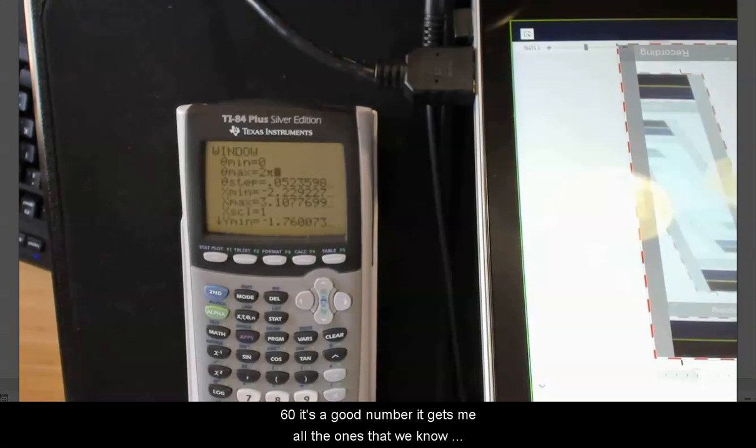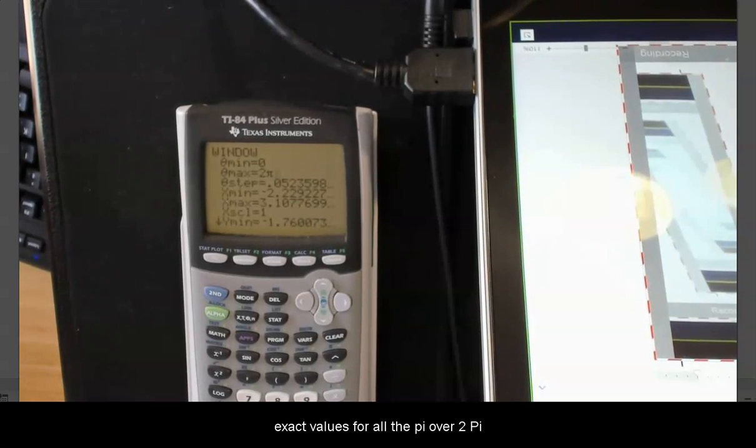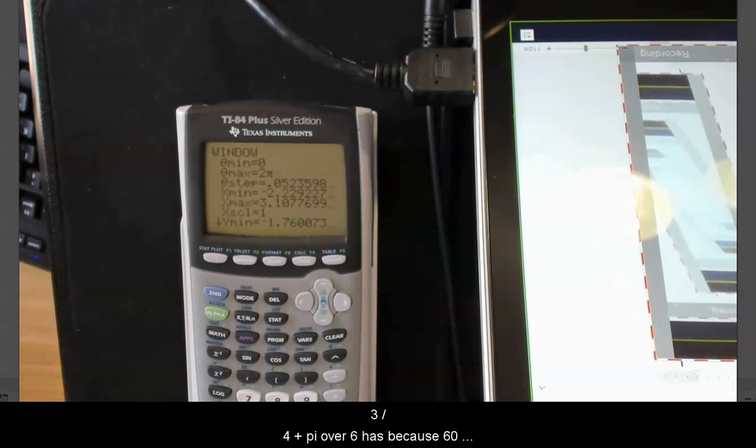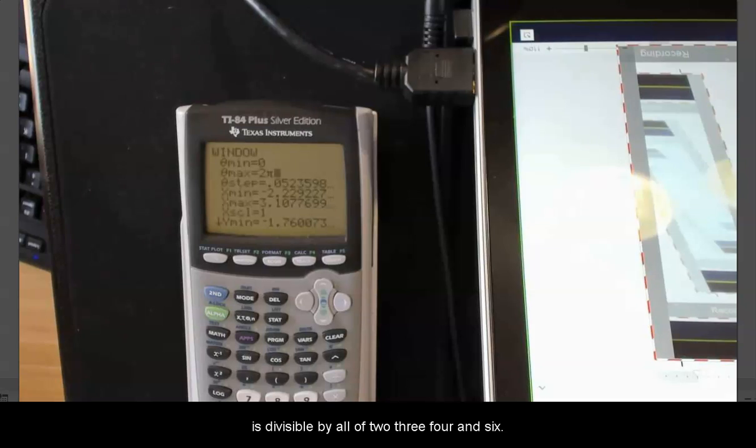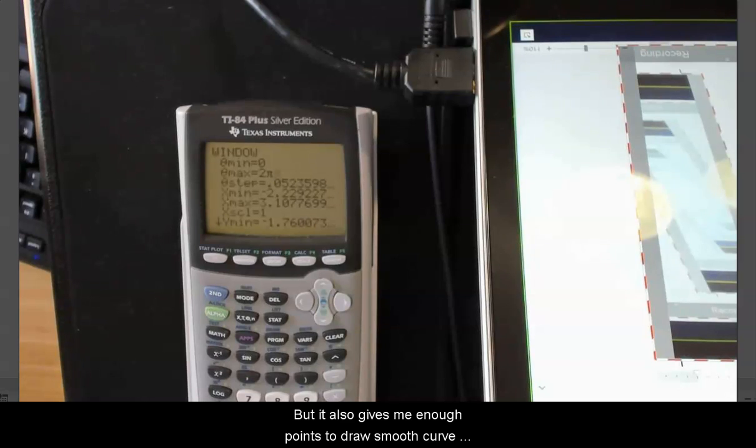It's a good number. It gets me all the ones that we know exact values for, all the pi over 2, pi over 3, pi over 4, and pi over 6s, because 60 is divisible by all of 2, 3, 4, and 6. But it also gives me enough points to draw a smooth curve, but not so many that it freezes the graphing calculator. It's not always the case that more is better.